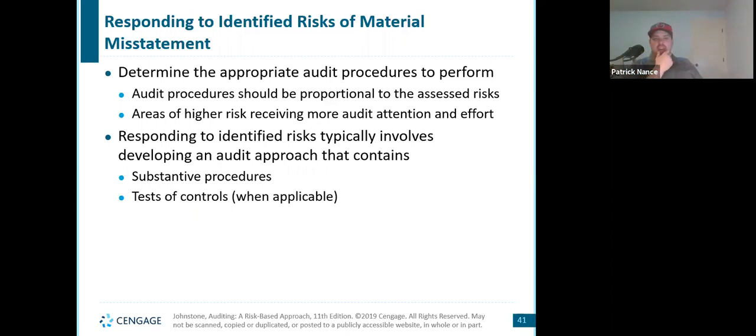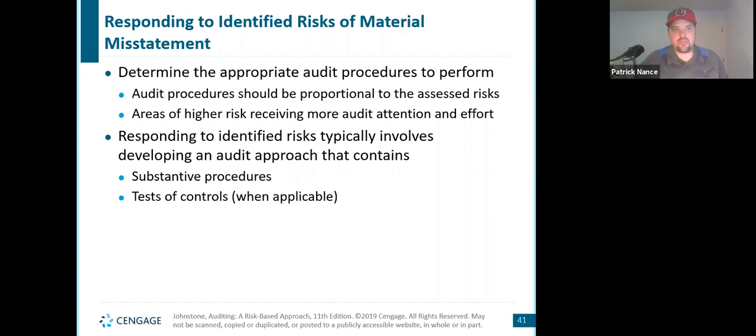So when we have found risks of material misstatements, not actual misstatements, but risk of material misstatements, we need to determine the appropriate audit procedures to perform. Audit procedures should be proportional to the assessed risk, with areas of higher risk receiving more audit attention and effort. This goes for material misstatement risk as well as inherent risk: the higher the risk, the more we need to do.